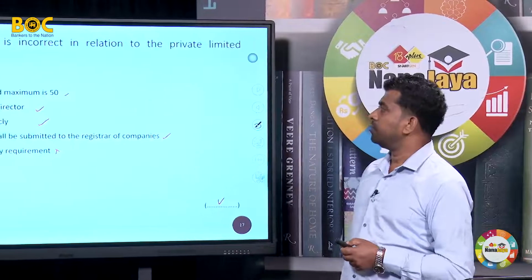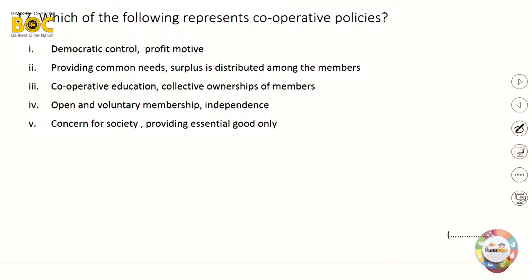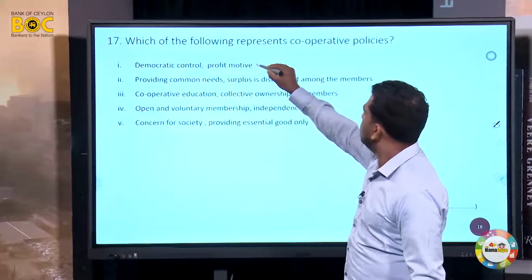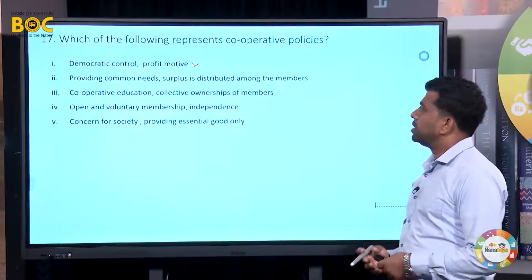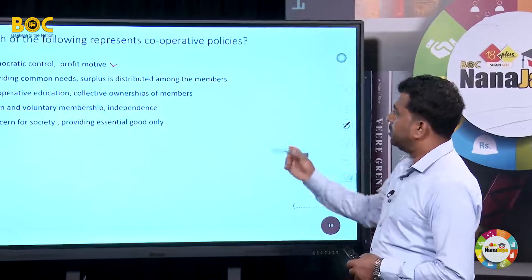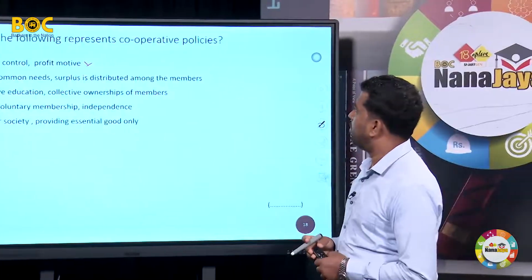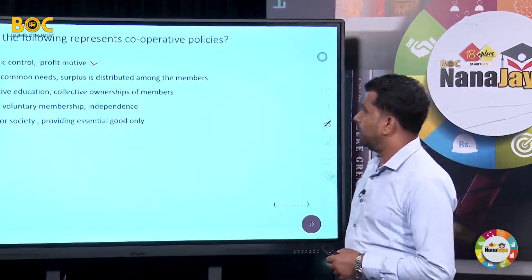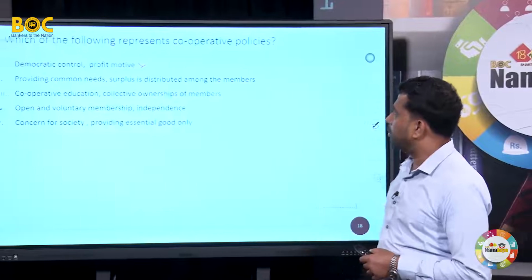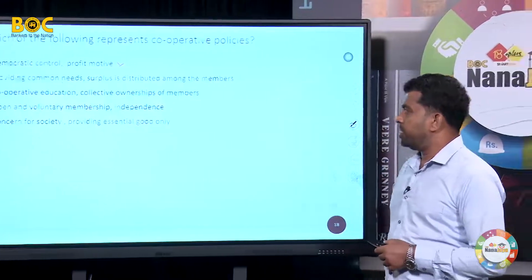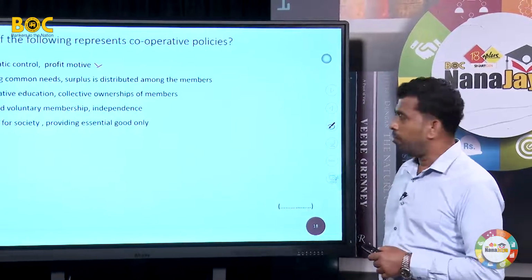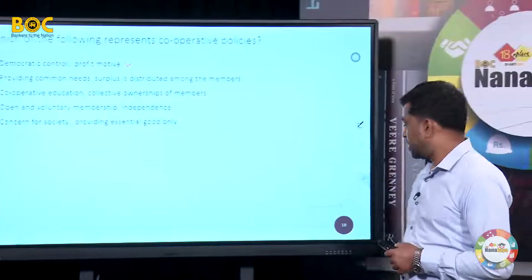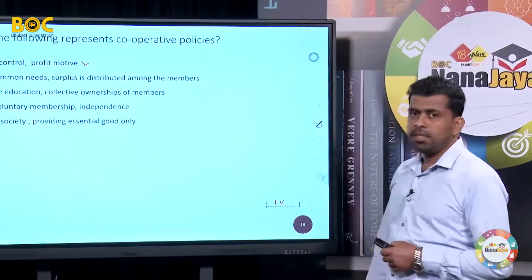Question number 17. Which of the following represent cooperative policies? Democratic control. Profit motive is not an objective. Providing common needs, surplus is distributed among the members. It does not represent cooperative policies. Cooperative education, collective ownership of members. Does not represent cooperative policies. Open and voluntary membership, independence are cooperative policies. So we can take the fourth option as the correct answer for question number 17.